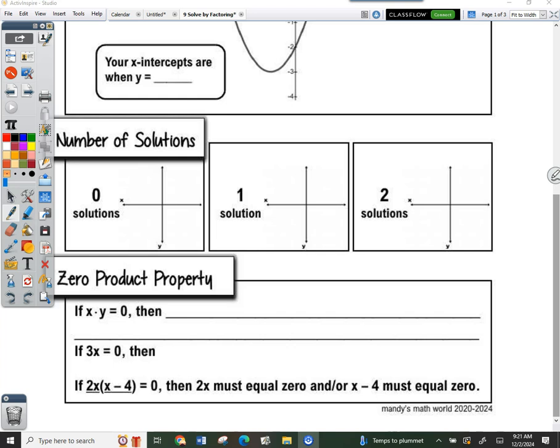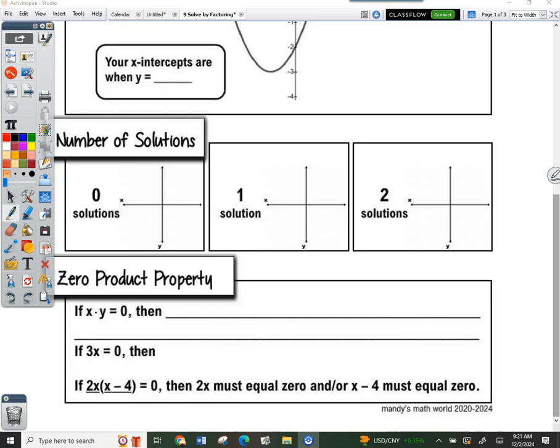You can have 2 solutions, 1 solution, or no solution. How is it possible to have no solution? Where would the graph be? Above the x-axis or below it, opening in which directions? Up and down. Opposite of the x-axis, right? It could be above it, opening up, or it could be below it, opening down. If you have a solution, the graph will cross the x-axis. Let's say it all together.